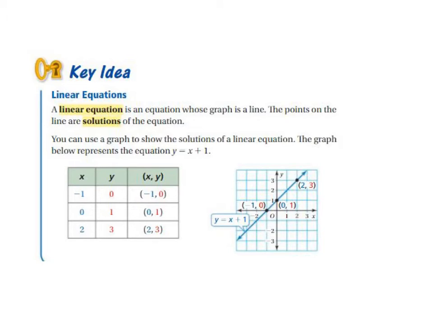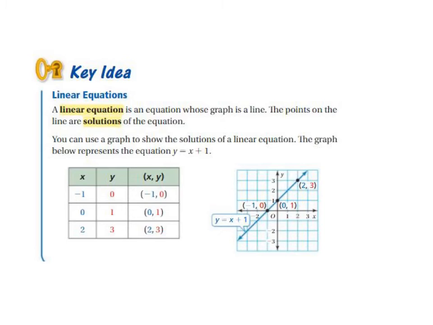A linear equation is an equation whose graph is a line. The points on the line are solutions of the equation. So you can use a graph to show the solutions of a linear equation. This situation represents the equation y equals x plus 1. The equal sign doesn't show much there. Y equals x plus 1.